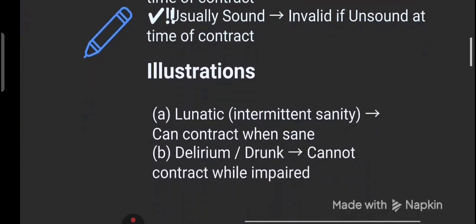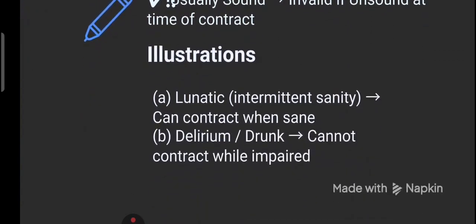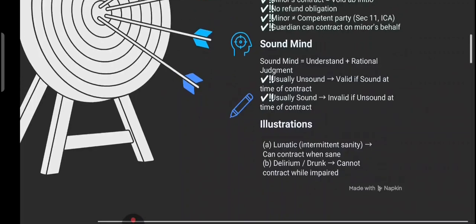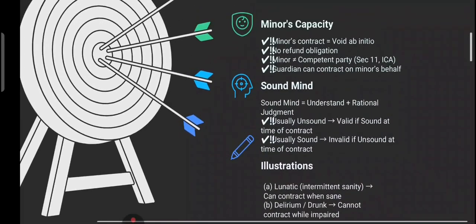Now let's look at a simple illustration. A lunatic who experiences intervals of sanity can make a valid contract during those intervals, but someone who is delirious due to illness or intoxicated cannot contract while in that state. So to summarize, legal capacity, whether by age or mental soundness, is non-negotiable in the eyes of contract law. I hope the concept is clear now.